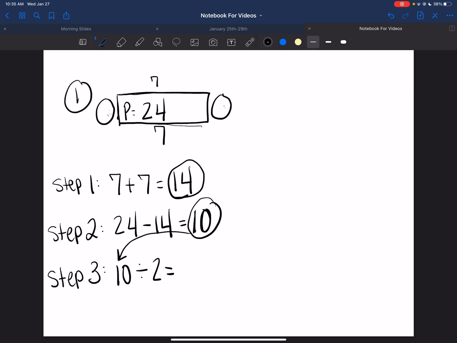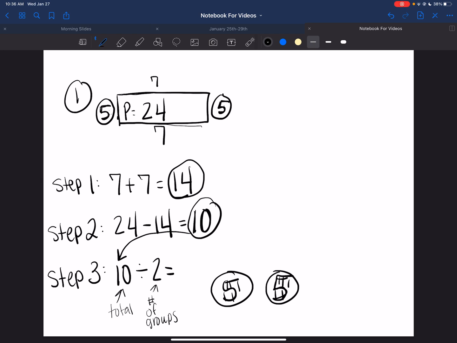You can use the equal group strategy to solve. 10 is our total. 2 is the number of groups. So if I'm using the equal group strategy, I'm going to draw 2 groups, and I'm going to share back and forth between each. 1, 2, 3, 4, 5, 6, 7, 8, 9, 10. There's 5 in this group, 5 in this group, so that means my missing side must be 5.